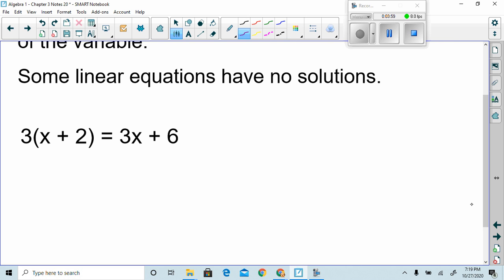Now recall that I said that if there are variables on both sides, we need to gather them to one side, as we did in the last problem. However, there's something to simplify, so we'll do that first. I see parentheses, so I will distribute. 3 times x is 3x, and 3 times 2 is 6. If you notice something, 3x plus 6 is equal to 3x plus 6. So right away, I'm noticing that they are the same on both sides.